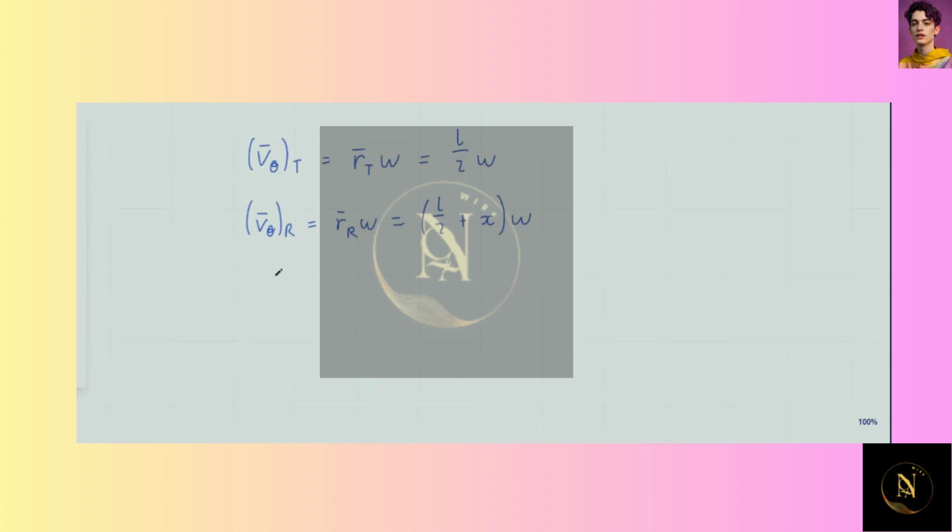And finally, the r component, Vr, for the tube is simply Vr. So it has some magnitude Vr. So Vr is the speed of the rod relative to the tube, and that's what we wish to calculate in this problem.